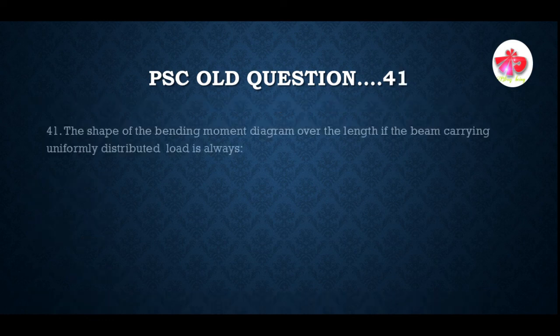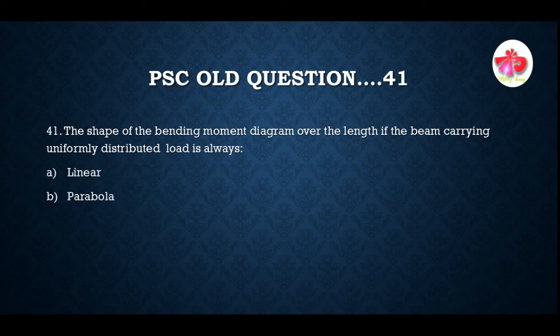Question number 41. The shape of the bending moment diagram over the length of the beam carrying uniformly distributed load is always: option A is linear, option B is parabola, option C is cubical shape, and option D is the circular shape. So friends, we have to know that for the uniformly distributed load, the bending moment diagram is always parabolic. Option B will be the right answer, and for the uniformly varying load, it will be cubic.